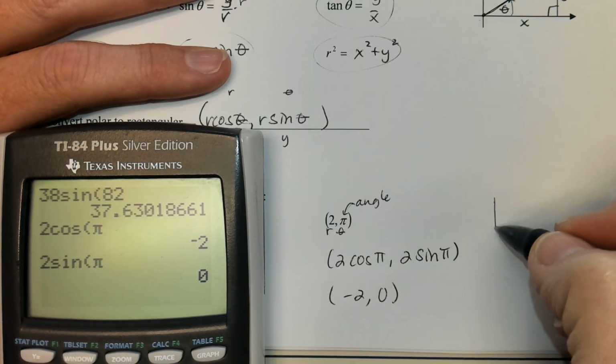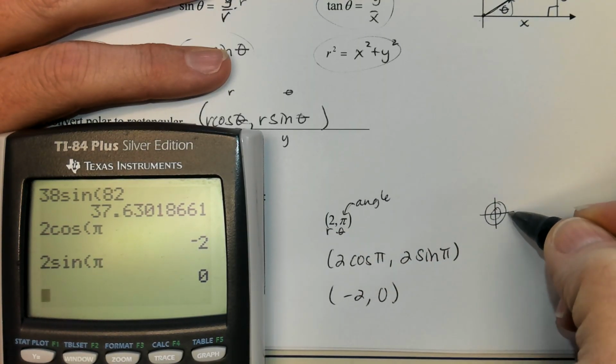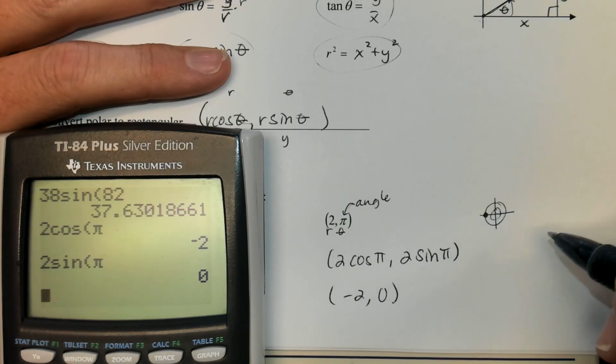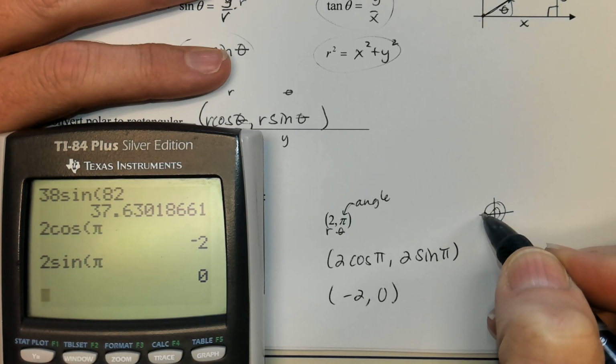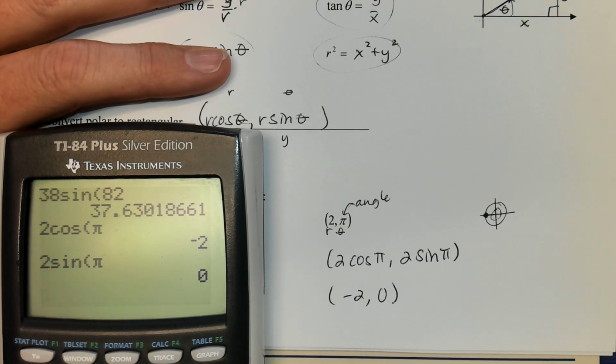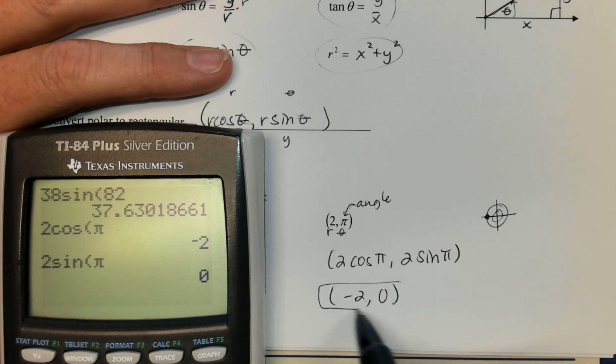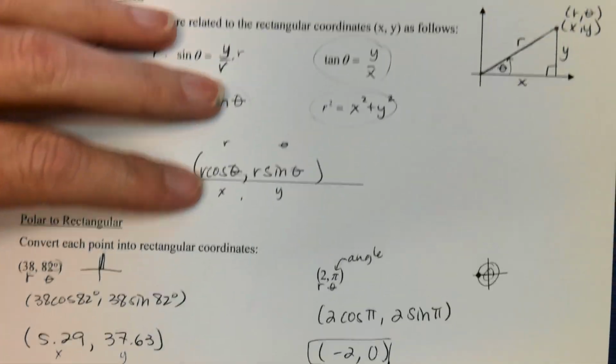Let's plot this and see if that's true. So they're talking 2 circles out at 180 degrees. That'll be right there. Is that the same as (-2, 0) as a point? Yes, it is. So this is the rectangular coordinate for that polar coordinate.